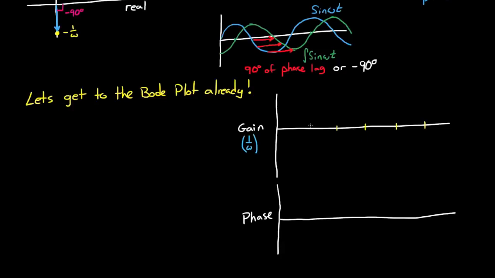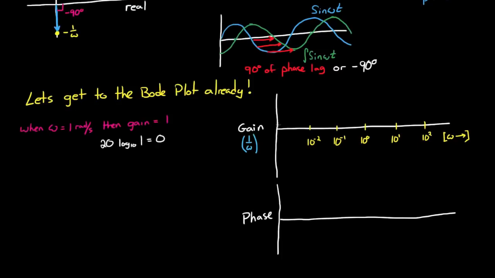Remember, the vertical axis is in decibels, which is a log scale, and then we also plot the frequencies horizontally on a log scale. And we calculated before that gain is 1 over omega. So when omega is 1 radian per second, then the gain is also 1. And when we convert this to decibels, it becomes 0, and we can plot that point on the gain plot. When omega is 10 radians per second, then the gain is 1 over 10, or 0.1. And when we convert that to decibels, this just equals minus 20.